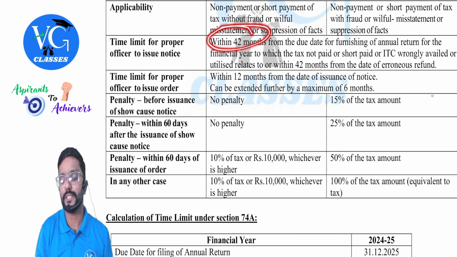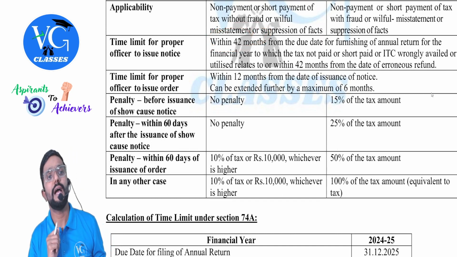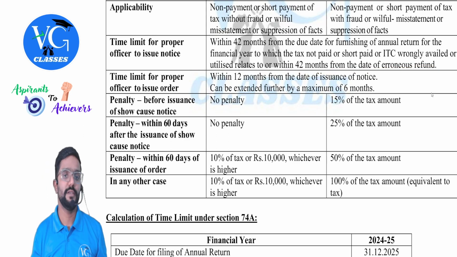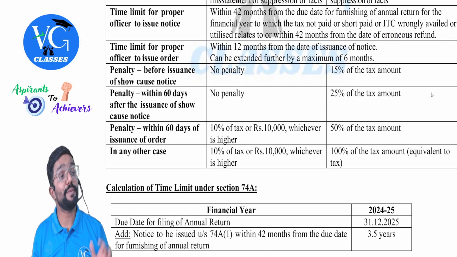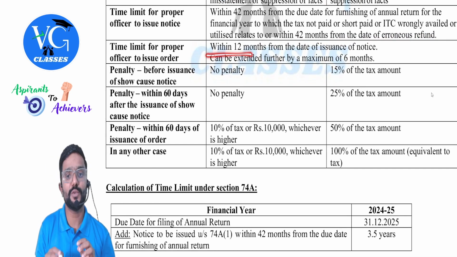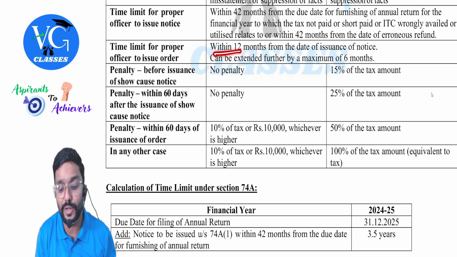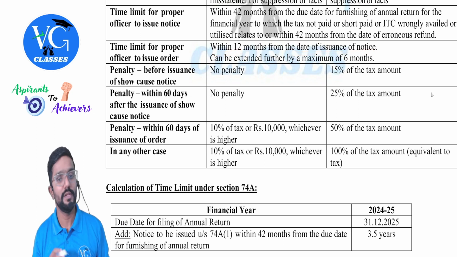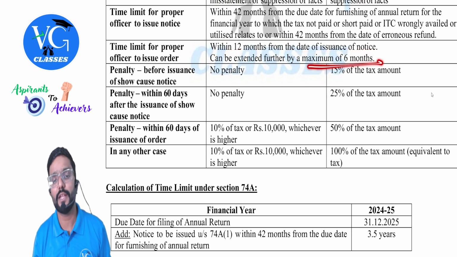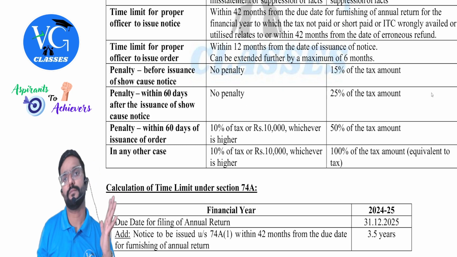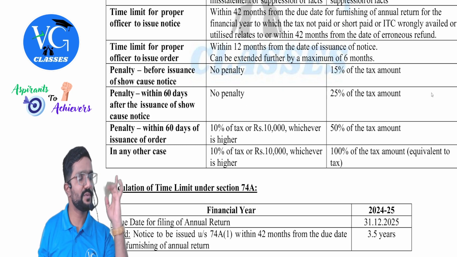Within 42 months from the due date of filing the annual return, or 42 months from the date of refund. Okay. What is the time limit to pass an order? 12 months. Within 12 months from the date of issue of notice. Please be careful. Within 12 months from the date of notice. And it can be extended for another 6 months. Whereas penalty, you see, same to same, which was already there.